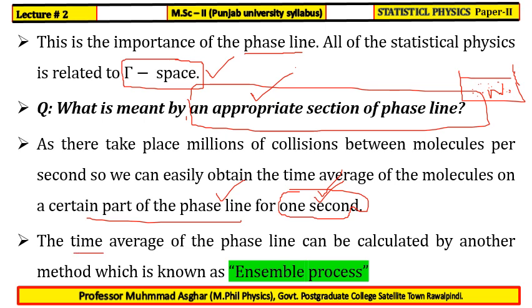So this time average can also be obtained by another method which we call the ensemble method, and we will next study what is meant by the ensemble method. Finally we will differentiate between this normal time averaging method and the ensemble average method, and we will see that the ensemble average method is much better than the time average method because there are many drawbacks in the time average calculation method.